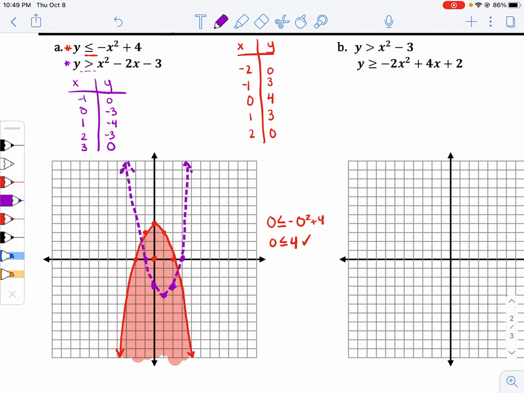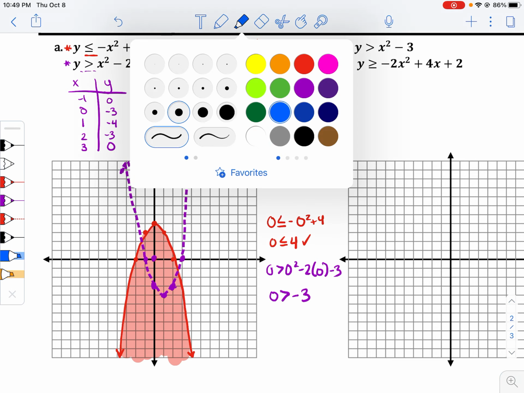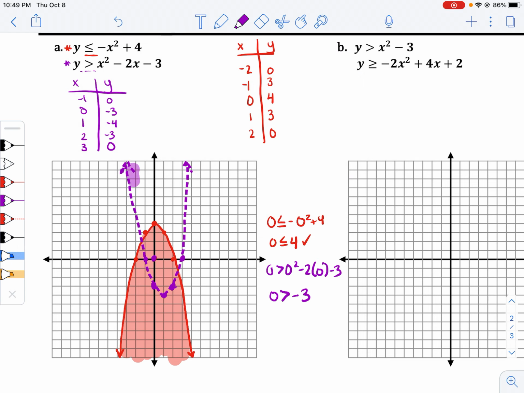Okay, and then I'm going to test a point. I can actually test 0, 0 again, because it's still in there too. So 0 greater than 0 squared minus 2 times 0 minus 3. 0 greater than negative 3. That is true. So I'm going to shade where 0, 0 is.